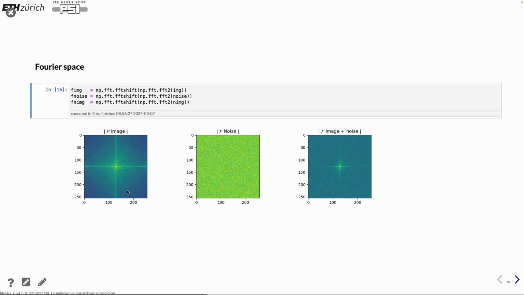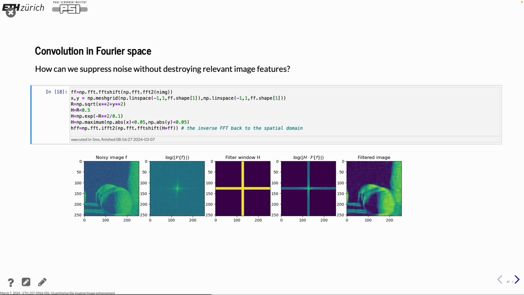And then if we look at the two images together, so we look at the sum, you can see that now it's getting a bit more noisy, and also that the information you had here is less pronounced because now it's hidden in the noise amplitude. And this is something we want to look at. So let's try to apply a filter.